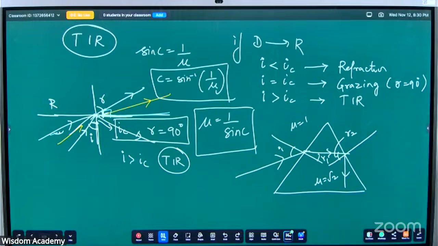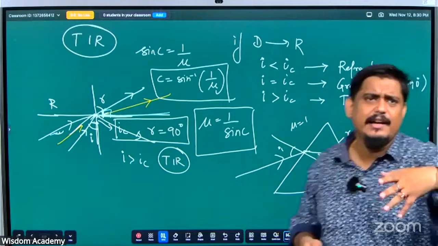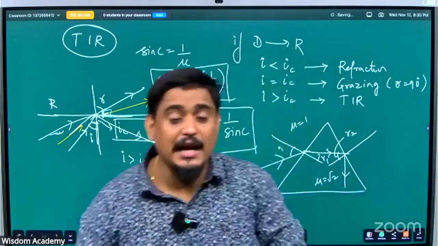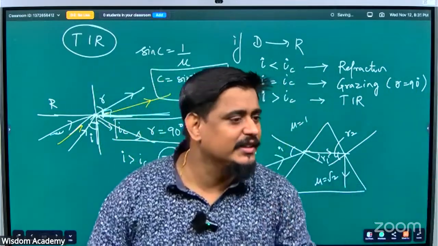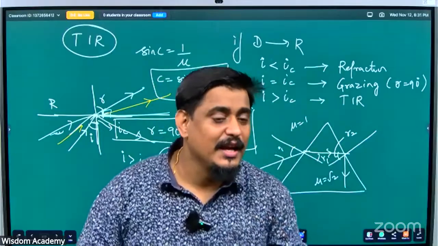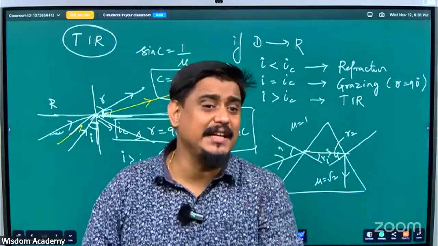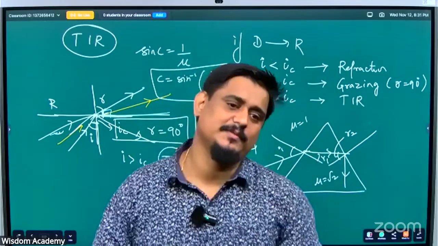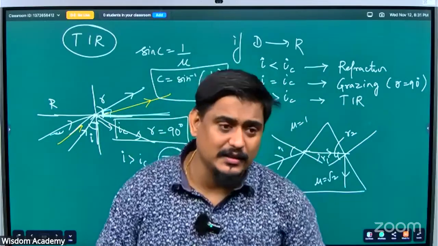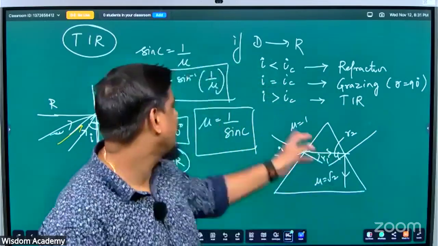For example, mu is root 2. What is sine inverse of 1 by root 2? How much degrees? 45 degrees. It means critical angle is 45 degree. If angle of incidence is 30 degree, it will undergo refraction. If angle of incidence is 45 degree, it will undergo grazing. If angle of incidence is 60 degree, it will undergo TIR. So how to find critical angle? By writing sine inverse of 1 by mu.